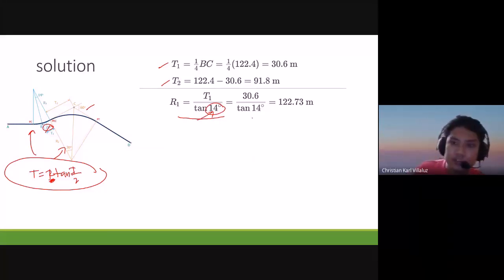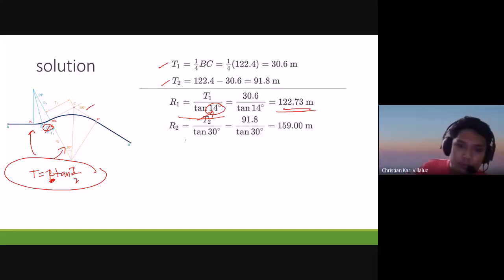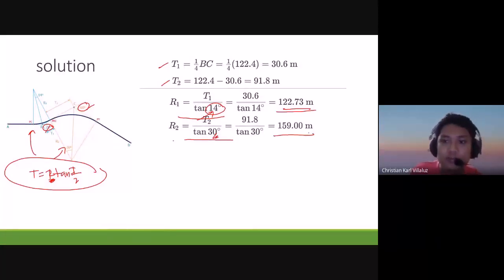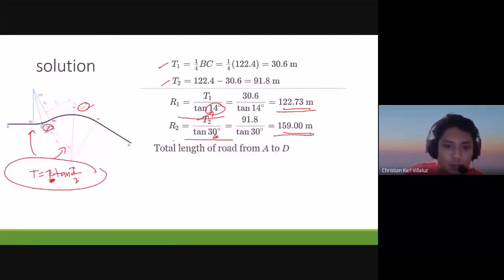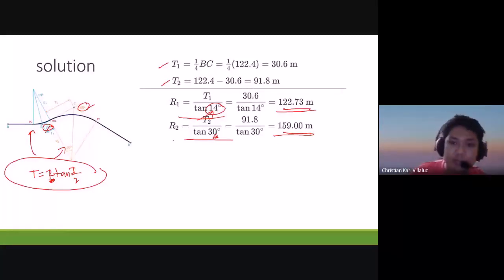So 30.6 divided by tangent 14 equals 122.73 meters. For R2, same procedure. I2 over 2 is 60 divided by 2, 30 degrees, so 91.8 over tangent 30 degrees equals 159 meters. So, let me check. Yes. So, this is our first required: find the radius of the first curve. This is the answer to letter A.